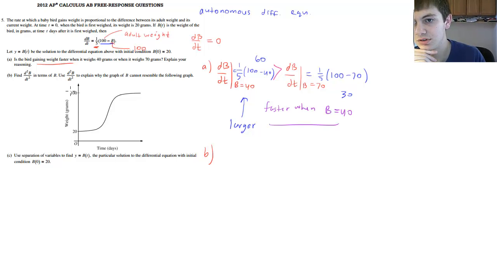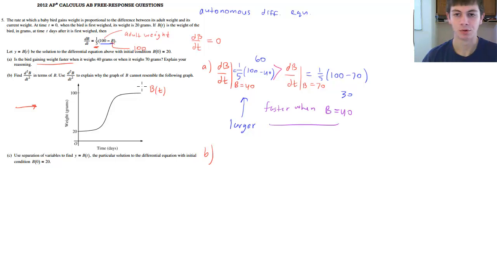Use d squared b with dt squared to explain why the graph of b cannot resemble the following graph. Okay, so what they're doing here, they're giving us this graph, and they're saying that this is b of t. But they're saying that the actual graph cannot resemble this. So we're going to find some information about the second derivative of b with respect to t, and then with that we're probably going to do some analysis of things like concavity or the slopes at certain points, and try to reach our conclusion of exactly why this is impossible.